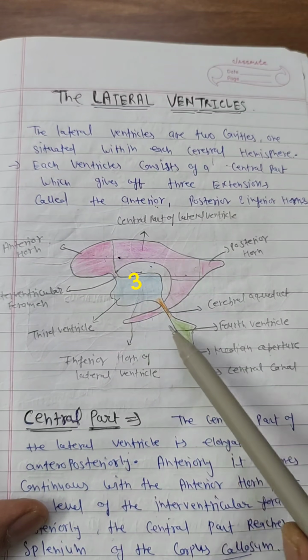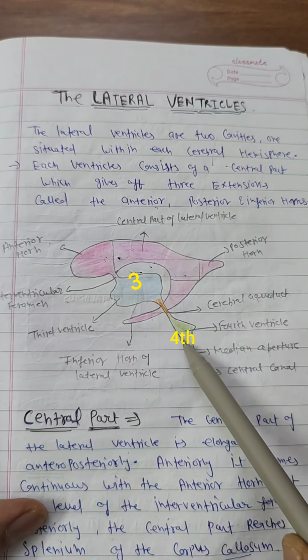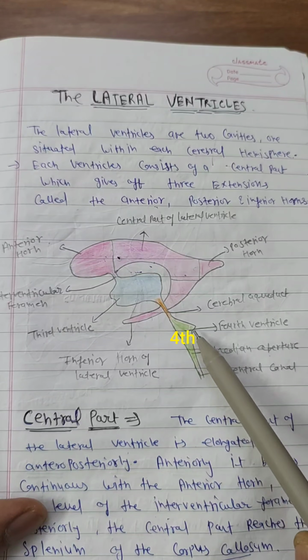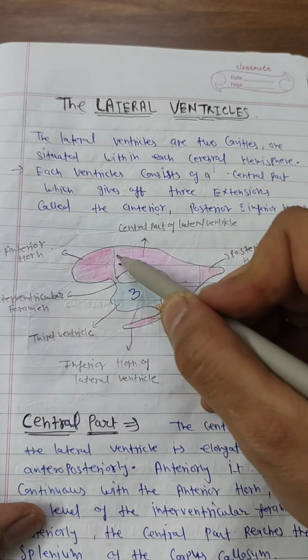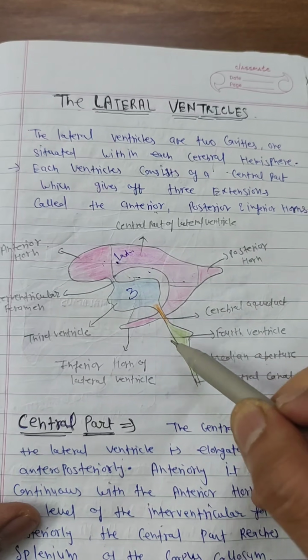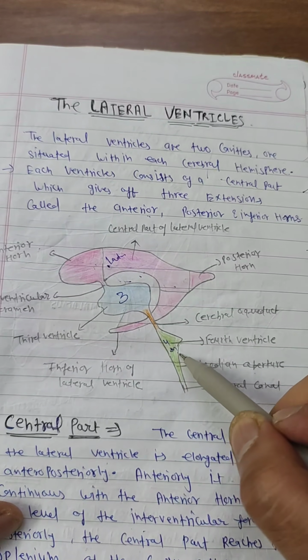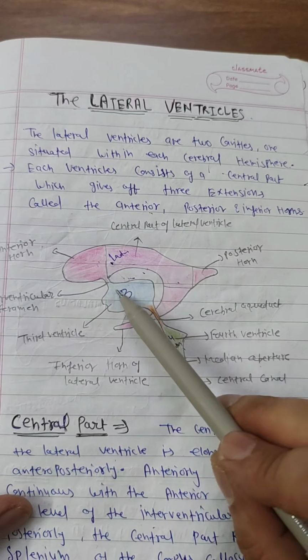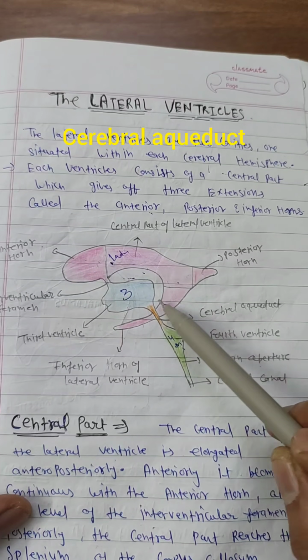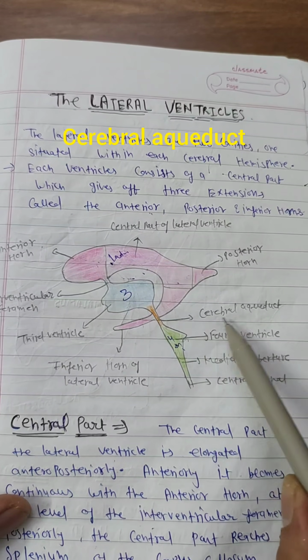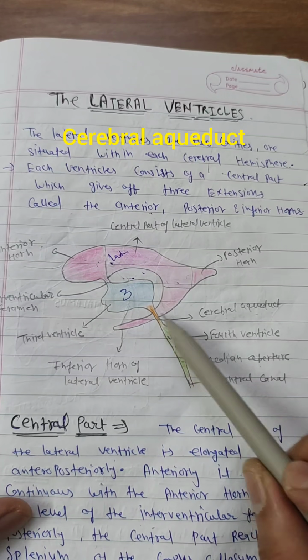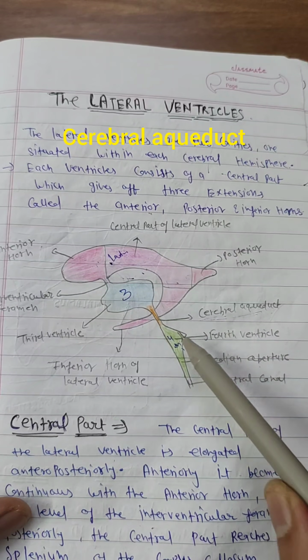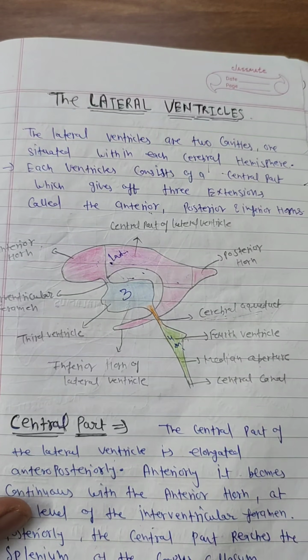Now the third ventricle communicates with the fourth ventricle. This tent-shaped structure is the fourth ventricle. So this is the third ventricle, this is the lateral ventricle, and this is the fourth ventricle. The third ventricle communicates with the fourth ventricle through a duct, the cerebral aqueduct.